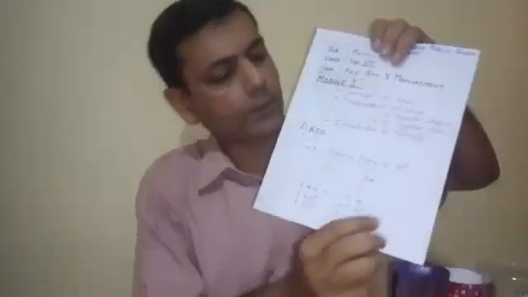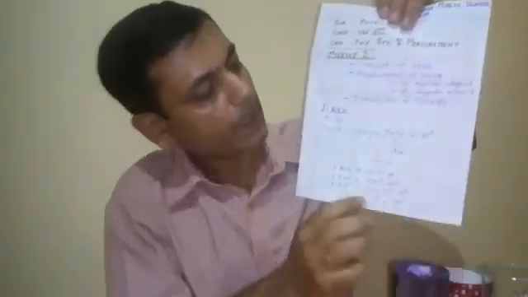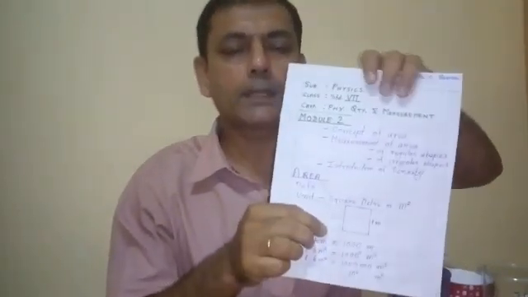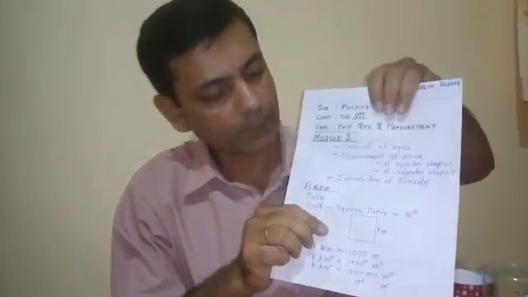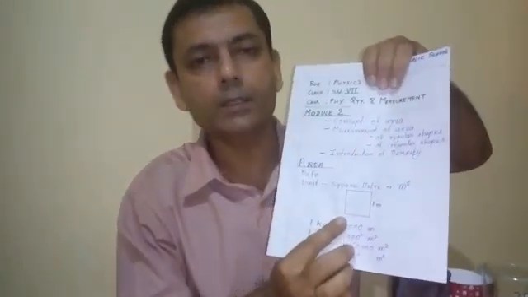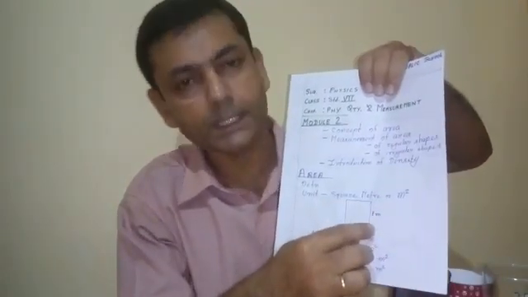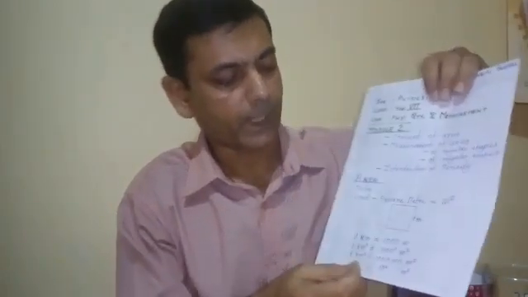What is the SI unit of area? SI unit of area is square meter. We also write it as meter square. And how do we define square meter? Square meter is the area of a square whose sides are 1 meter in length. Now there are other units of area as well, like hectare and square kilometer.